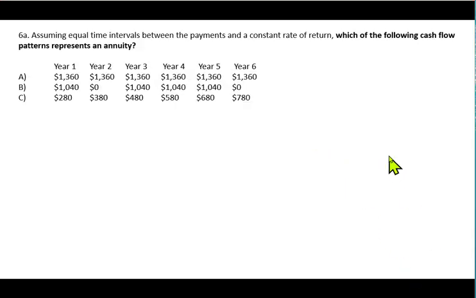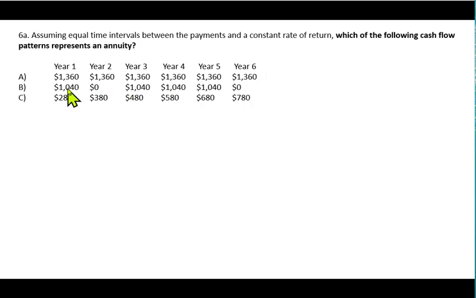Okay, our next problem, and no one should better miss this one. Assuming equal time intervals between payments and a constant rate of return, which of the following cash flow patterns represents an annuity? Well, I've been telling you that an annuity is a set of equal payments. And so, looks like to me, $1,360 every year for 6 years. That looks like equal payments to me.